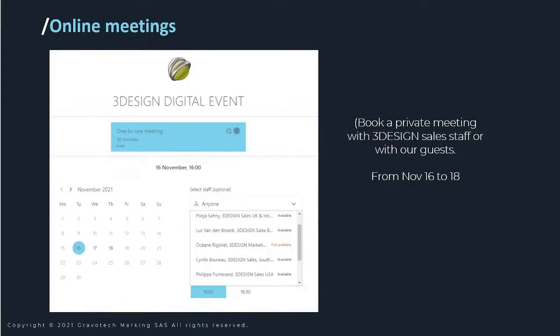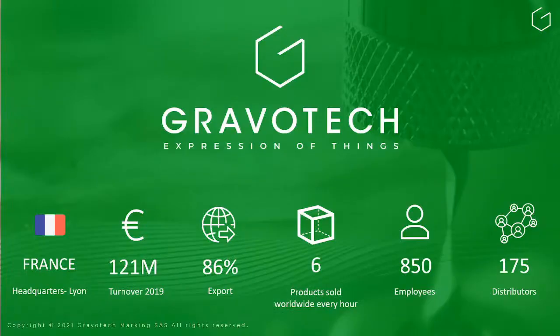Okay, let's start. So just a few words about our company. So Gravotech is the leader in permanent marking solutions. So we design, manufacture, and distribute innovating engraving, marking, and cutting machines. Our headquarters are based in France, in Lyon. But like 86% of our sales are made outside France. We count 850 employees and we have 175 distributors.